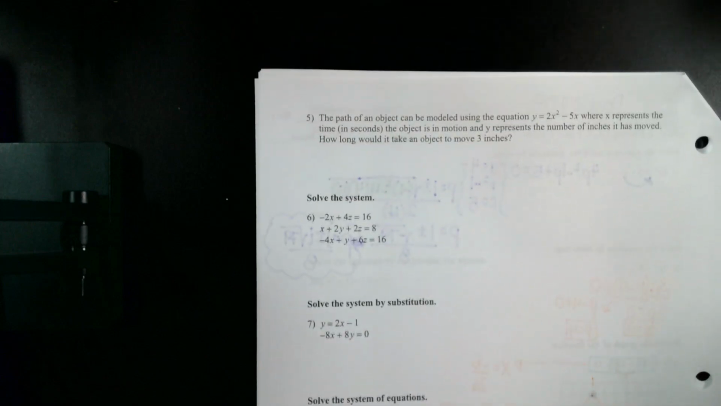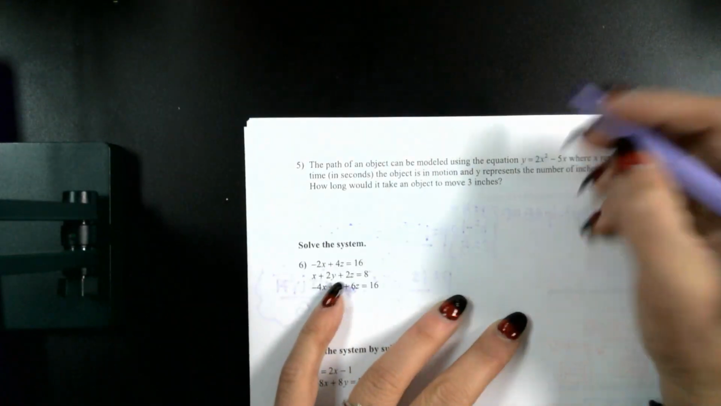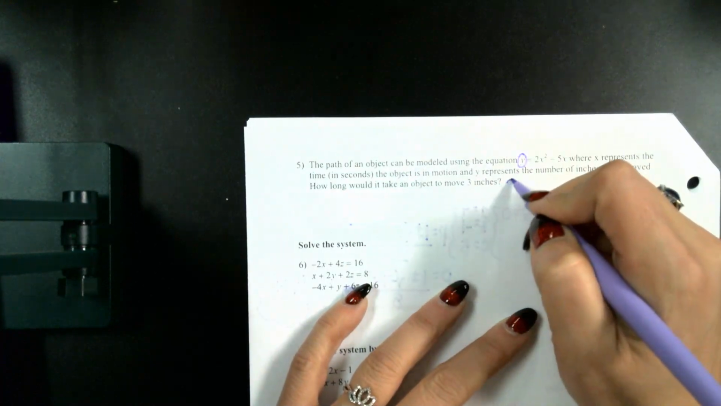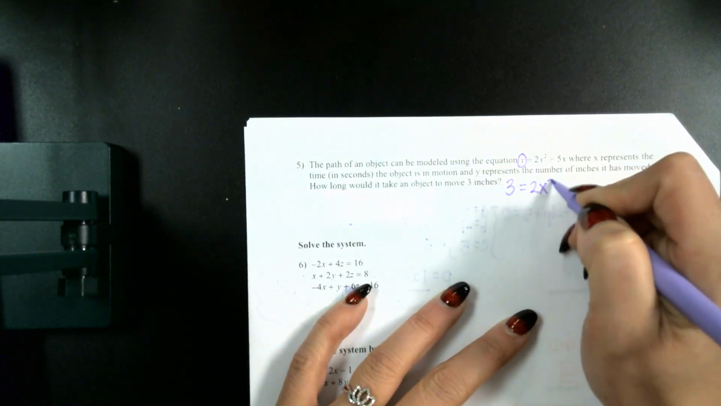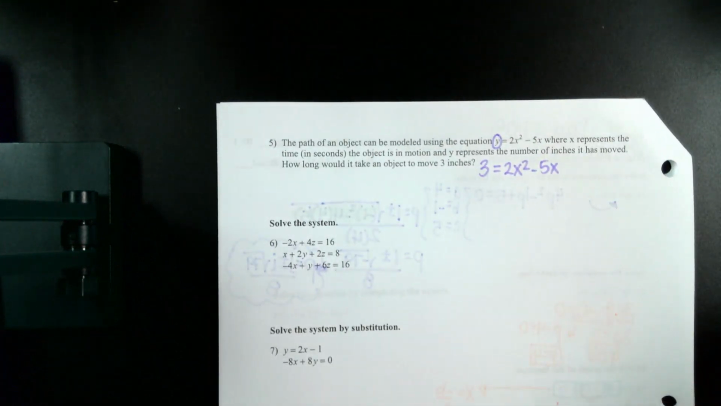Okay, now the next one says, the path of an object can be modeled using the equation y equals 2x squared minus 5x, where x represents the time and y represents the number of inches that is moved. So how long would it take an object to move 3 inches? Okay, well, didn't they just say that y is the number of inches? So right here is where we'd plug in the 3. And they want us to solve for time, which means they want us to solve for x.